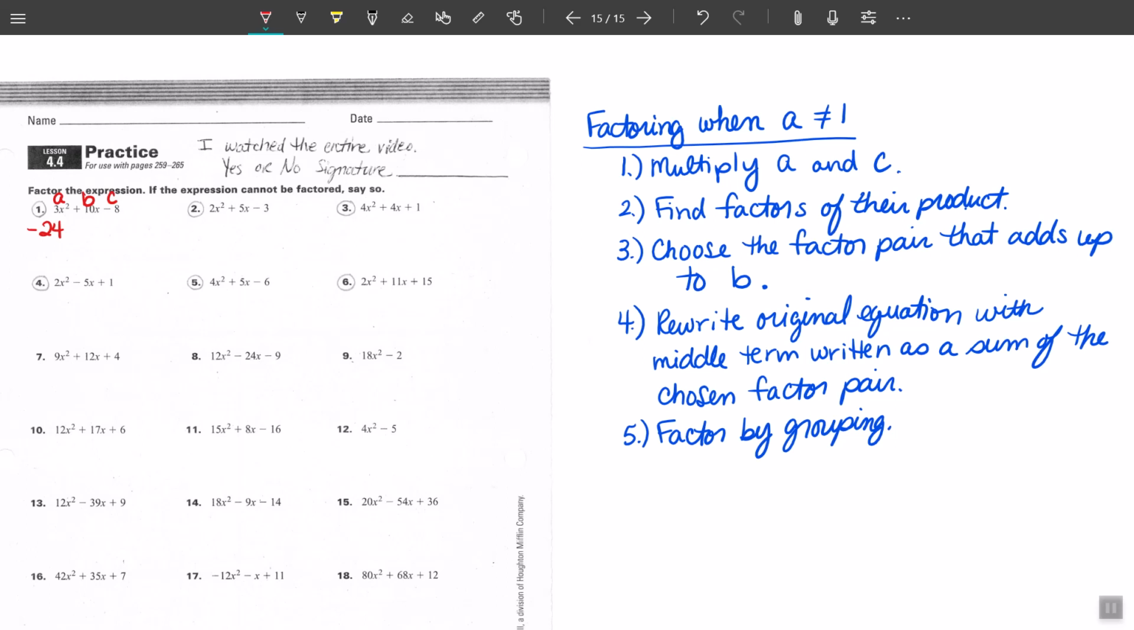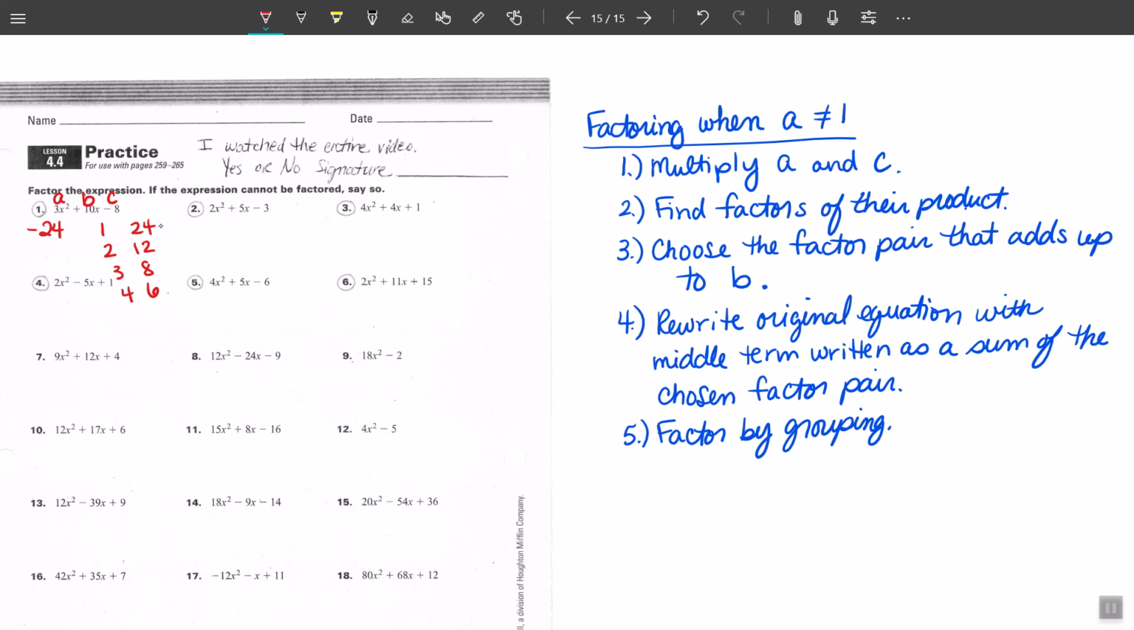After we've done that, we move on to step 2, find factors of their product. So I'm going to find factors of negative 24. I'm going to ignore that negative sign for a moment, and I'm just going to get factors of positive 24. There are quite a few, and 4 and 6.